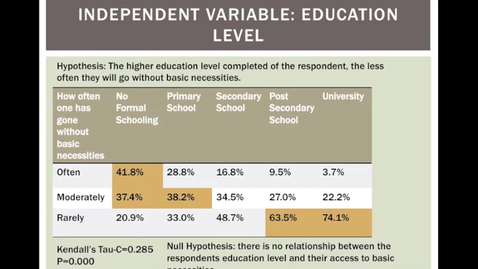This can be further proven by looking at the Kendall's Tau-C score of 0.285, meaning that this is a moderately strong and desirable relationship. The F probability is 0.000, meaning that there is less than 1 in 1,000 chances that the observed mean differences are due simply to sampling error. The findings in the Scheffe test suggest that those who completed secondary school, post-secondary, or university were closely related, while only having completed primary school greatly differed from the rest in regard to level of education completed relating to having your basic necessities met. The null hypothesis is there is no relationship between the respondent's education level and their access to basic necessities.